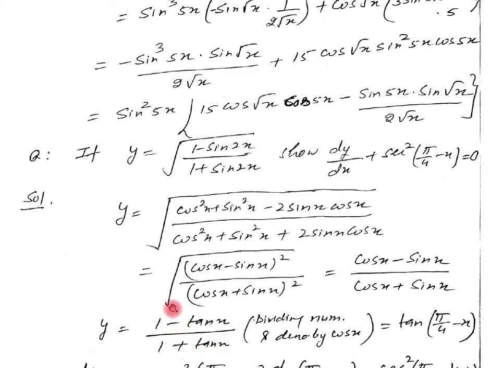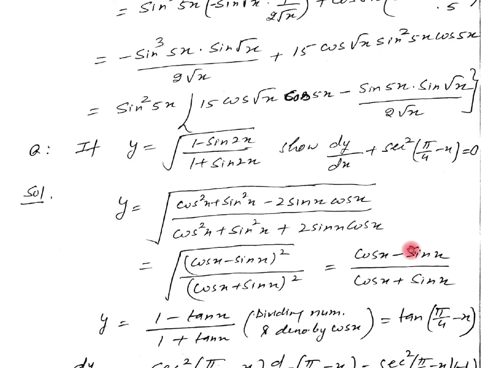Now in the 11th class we have done this result, 1 minus tan x upon 1 plus tan x, using what? tan of a plus b, because tan pi by 4 is 1. Moreover you can learn this result: 1 minus tan x upon 1 plus tan x equals tan of pi by 4 minus x, because when you open it we get this expression. So this can be written as tan of pi by 4 minus x. Till now we have only simplified y. Now we have to differentiate it.